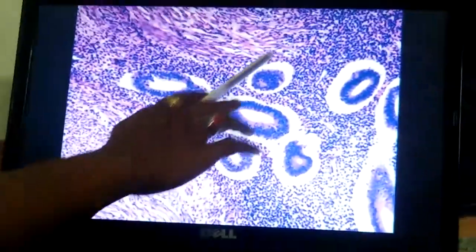Just see this in between, that is adenomyosis. Let's see.